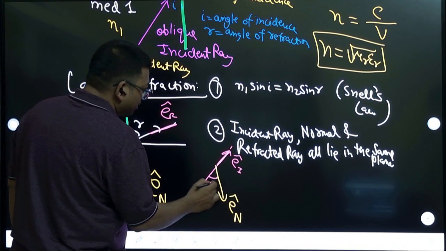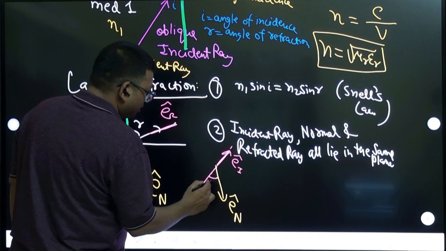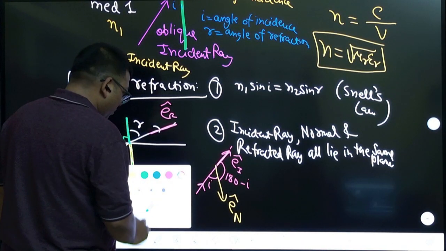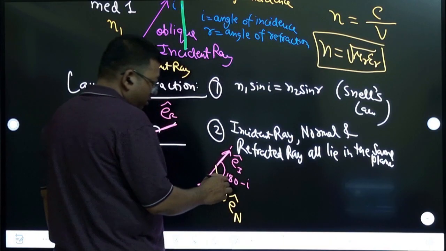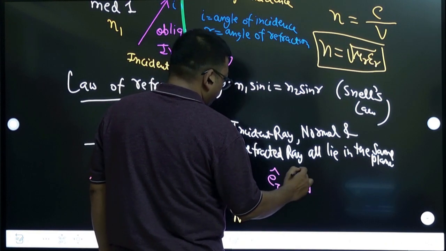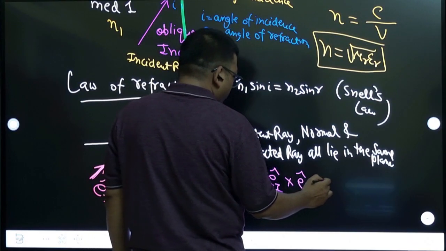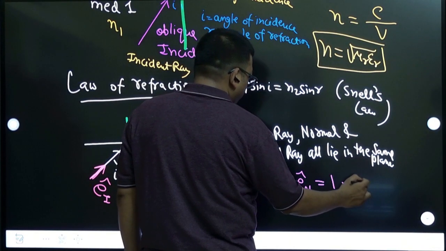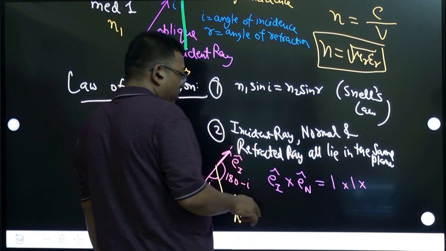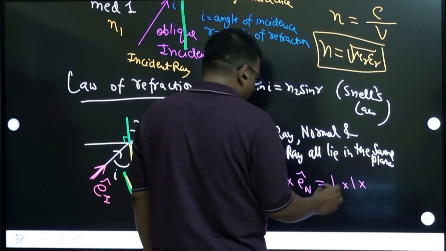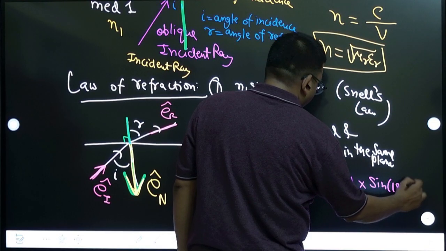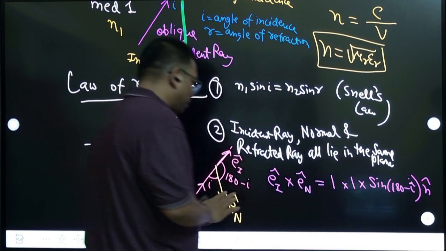So if this angle is I, then this angle will be 180 minus I. So let us take the cross product of EI cap cross En cap. The cross product is magnitude multiplied by the sine of this angle, which becomes sine of 180 minus I, and of course there will be a unit vector.